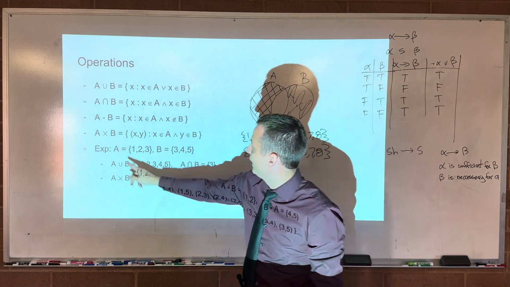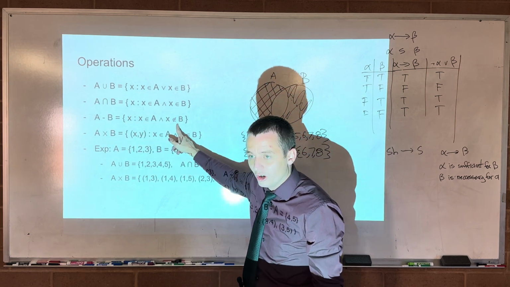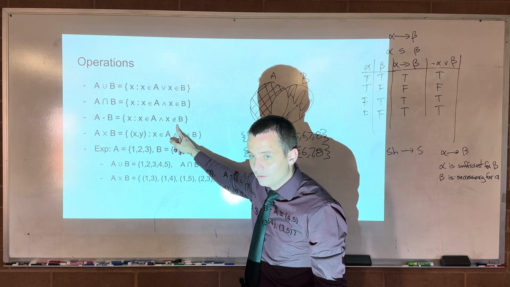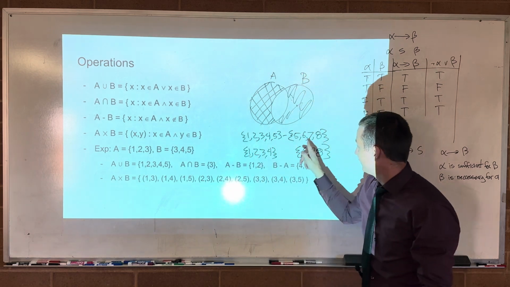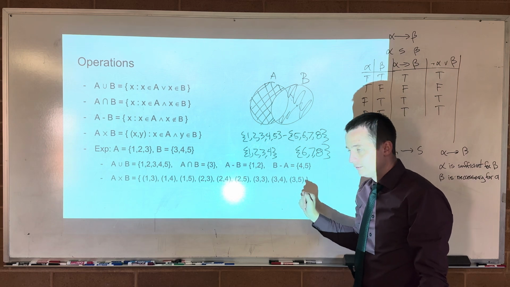So that's what we mean by A minus B. That's the set of all x where x is in A and x is not in B. We do this minus this, that's everything that's in here, that's not in here. Okay.